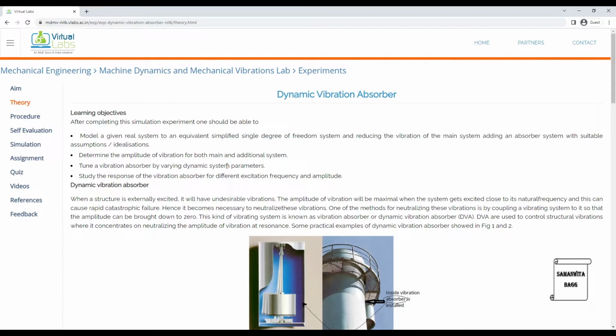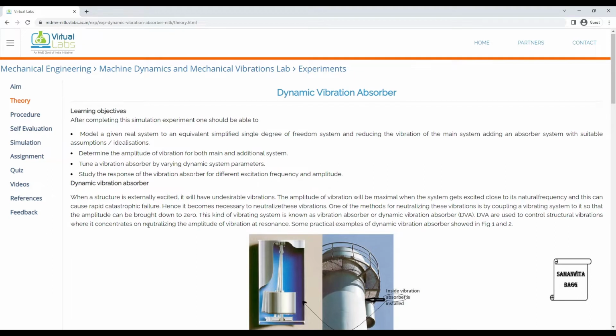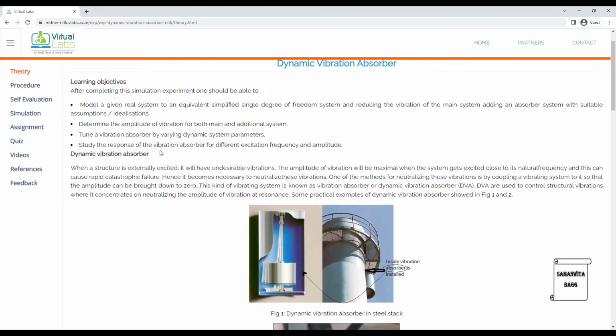There will be certain assumptions and idealizations in this experiment. Determine the amplitude of vibration for both the main and additional system. Tune a vibration absorber by varying dynamic system parameters. Study the response of the vibration absorber for different excitation frequency and amplitude.